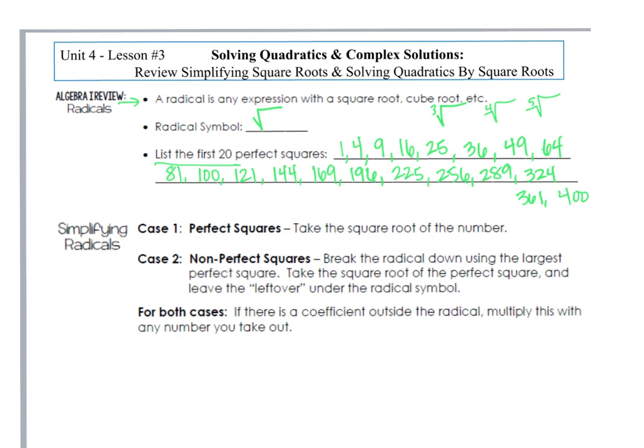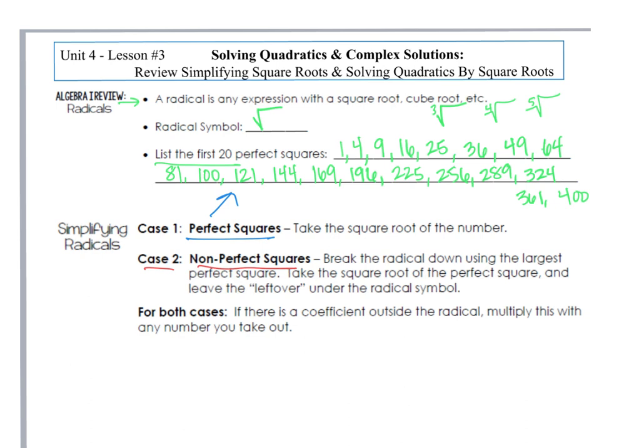Okay, so simplifying radicals. When we simplify, we have 2 different cases. If we're simplifying radicals and we are dealing with perfect squares, numbers from this list, then we just take the square root of that number, we get a whole number in return, and we are done. It's pretty awesome. Or we have case 2, where we have non-perfect square roots. This is when we have to break the radical down using the largest perfect square.